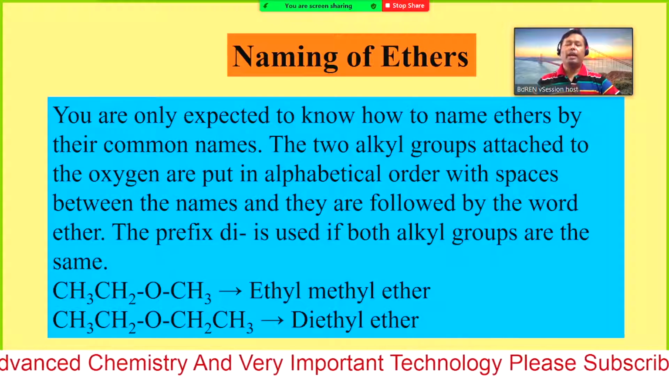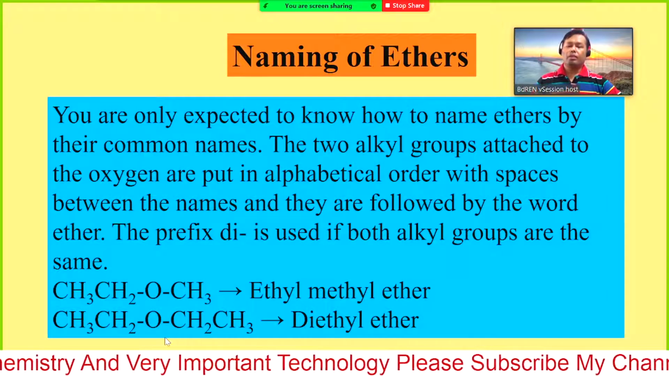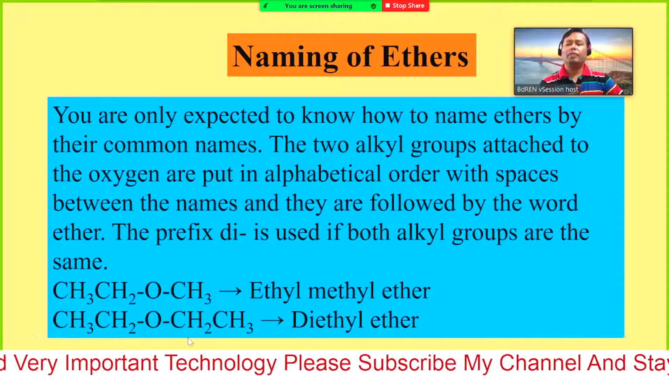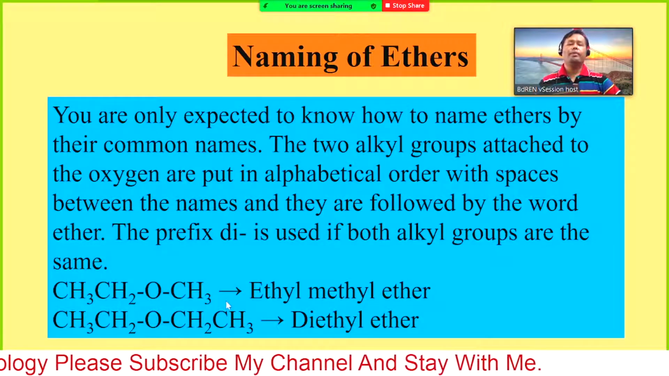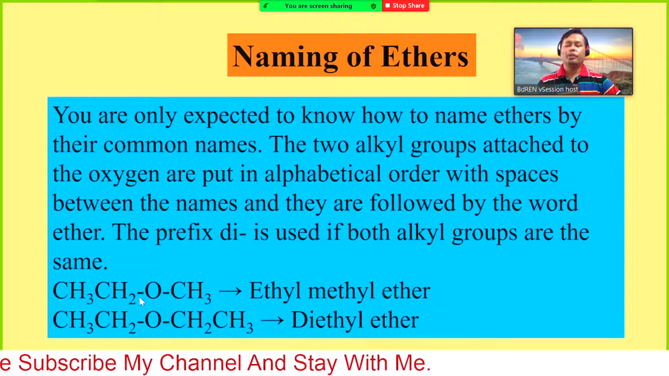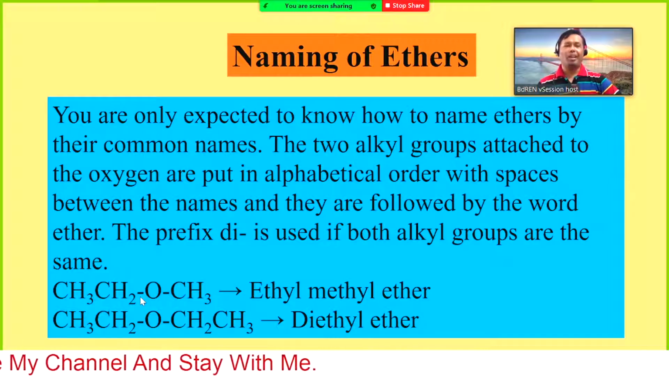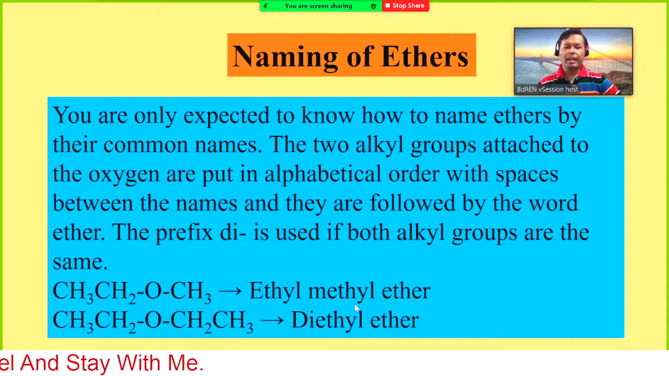So if we have the same groups on the two sides of the ether, then we will use di, and if we do not, then we will mention the groups depending on their alphabetical order. So ethyl methyl ether, that is the compound, and for this one, diethyl ether.